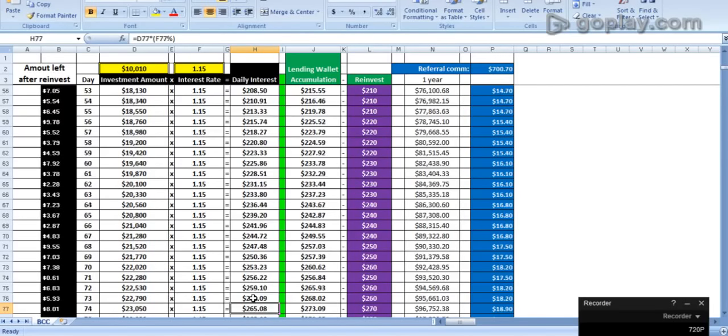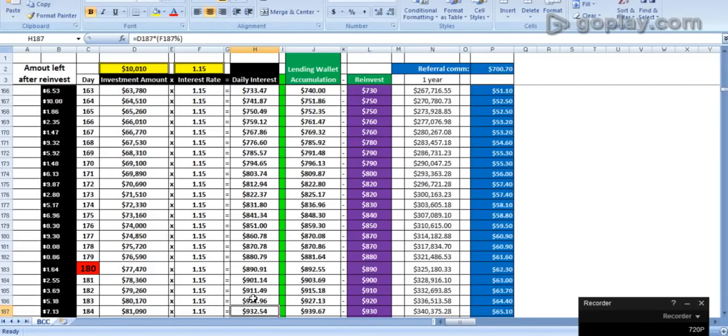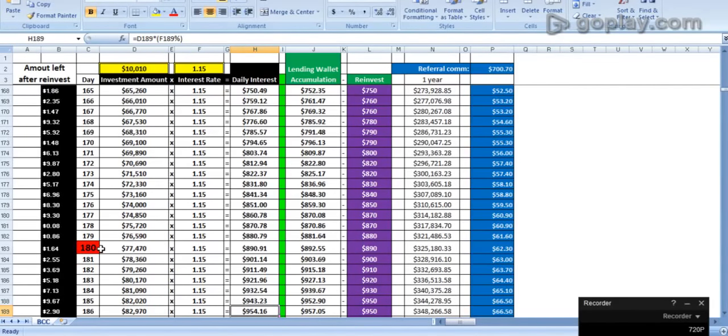Now, if we keep going, I want to show just those main days that I like to look at. Here is 6 months. Your 10,000 is now $77,470. You're breaking the $900, so you're at $890 every day. And this is going to make your income roughly like the $320,000 already in 6 months.